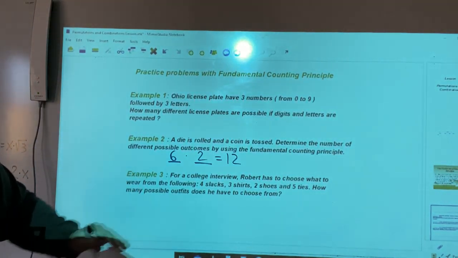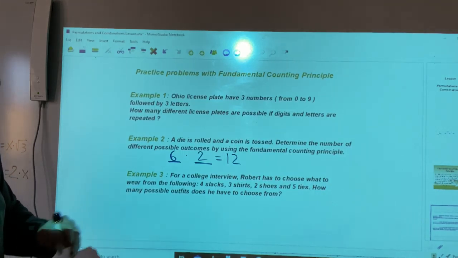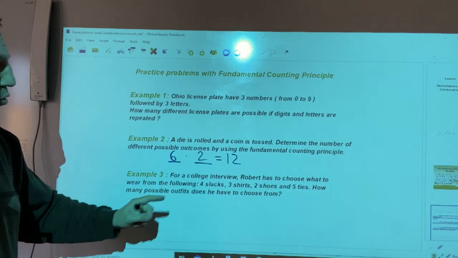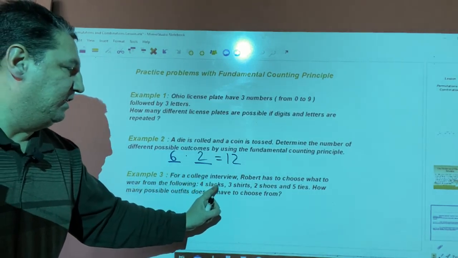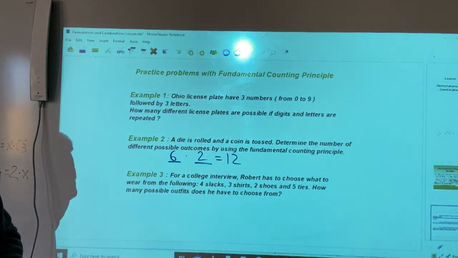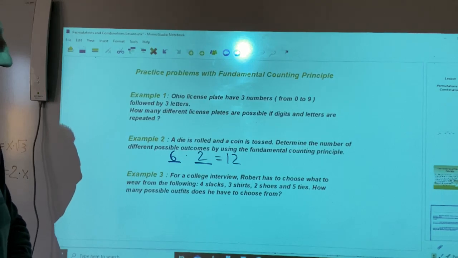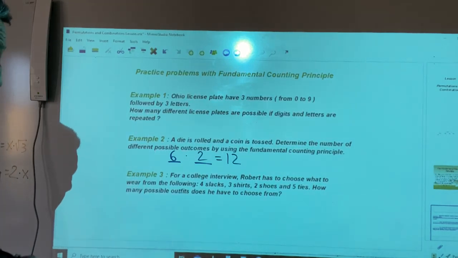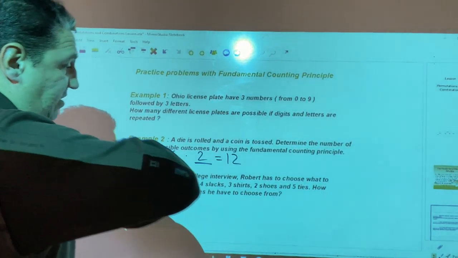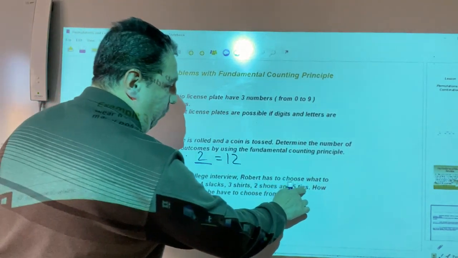Another example, for a college interview, Robert has to choose what to wear from the following: four slacks, three shirts, two shoes, and five ties. How many possible outfits does he have to choose from? Again, we have how many activities? One, two, three, and four, right?